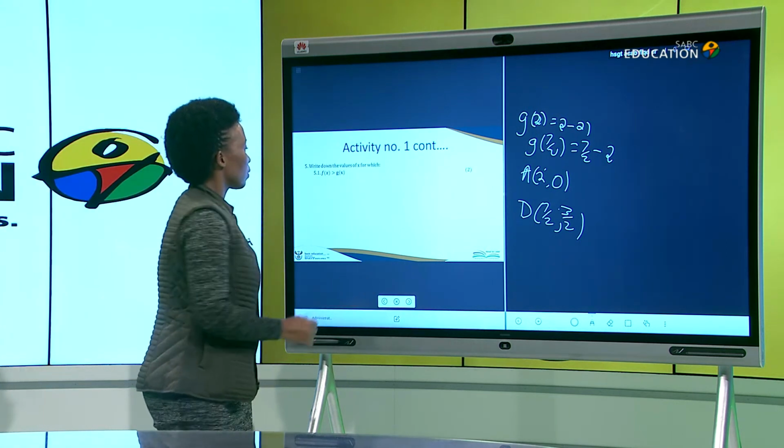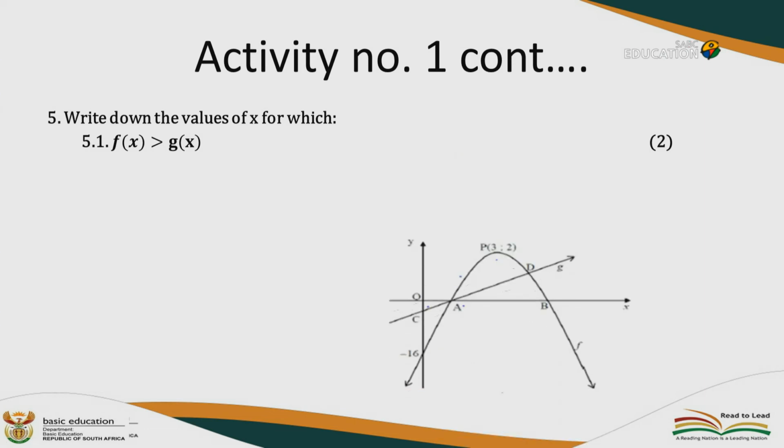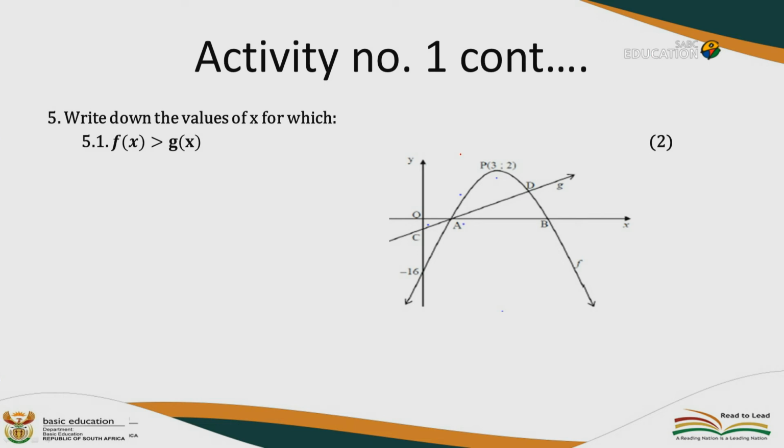Now, number 5, we are required to write down the values of x for which f(x) is greater than g(x). In other words, where is the graph of f above the graph of g(x)? You also need to read this from your left-hand side going to the right-hand side. Our f(x) is the parabola function. When you read it from left to right, compare the two graphs. Don't forget to indicate the arrow here.